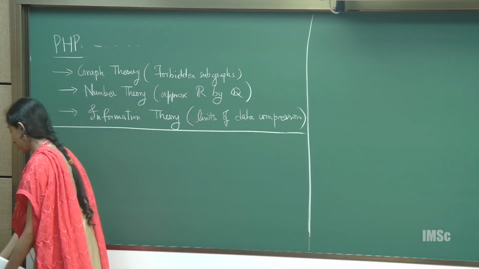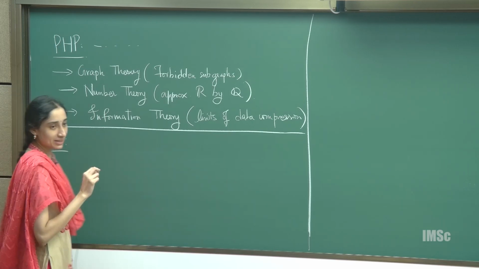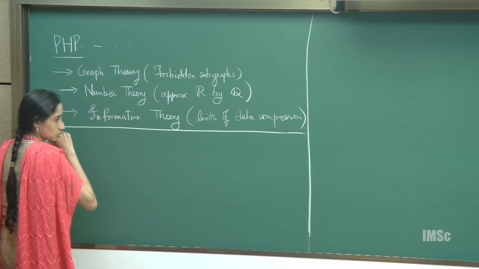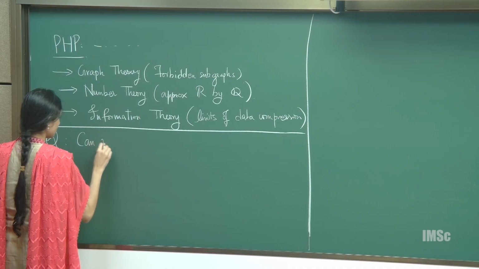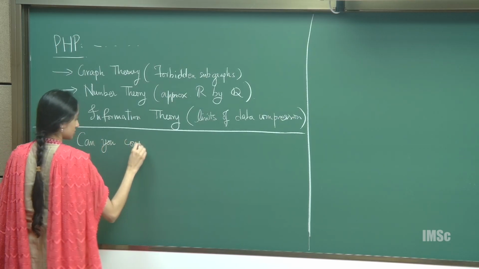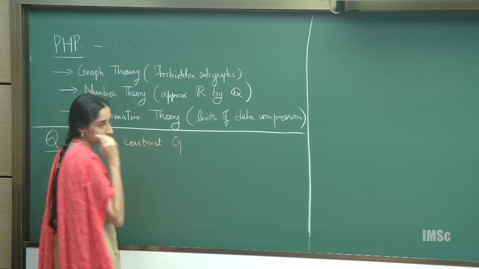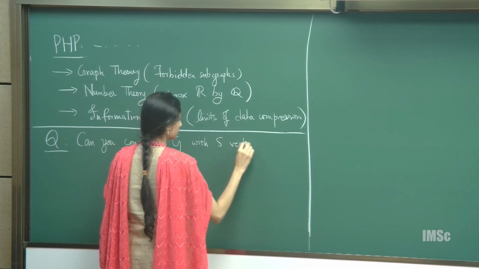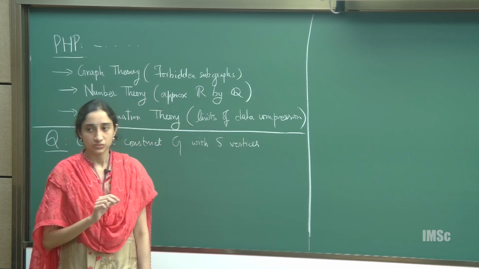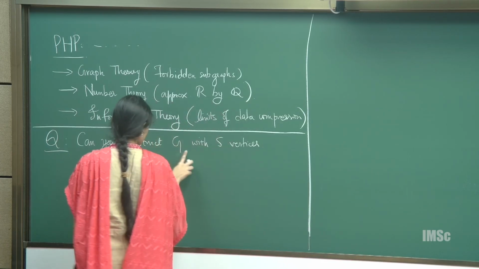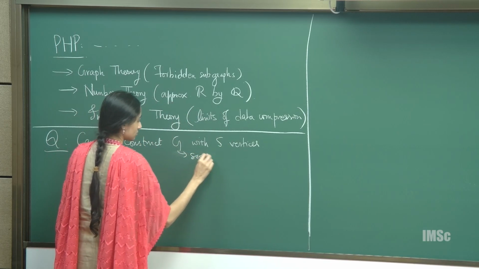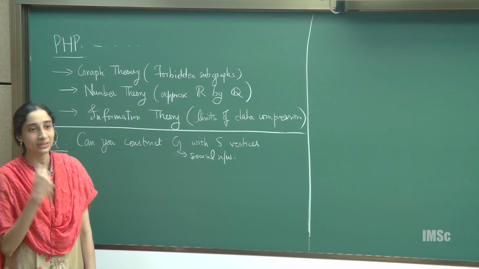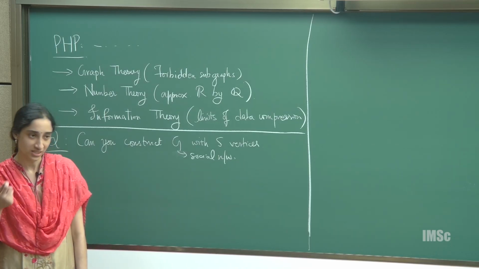So today let's begin with some questions. This is something I think you have seen whenever you see the pigeonhole principle. This is a standard question. Can you construct a graph G, let's say with 5 vertices? You can think of this graph as a social network like Facebook, LinkedIn. It's going to tell you which two people are friends or not friends, two people who know each other or don't know each other.